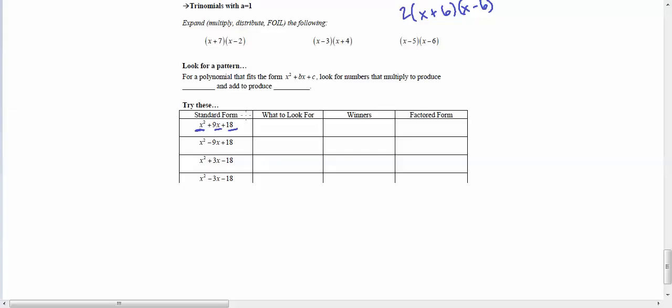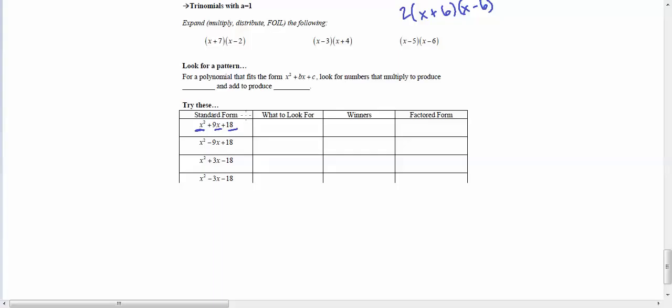After 3, we don't really have a name. We don't have a name for a quadrinomial, like a 4-term thing. We just call it a polynomial at that point, which basically means more than 3. If it has 5 terms or 6 terms or whatever, it's called a polynomial, but we're not covering those.